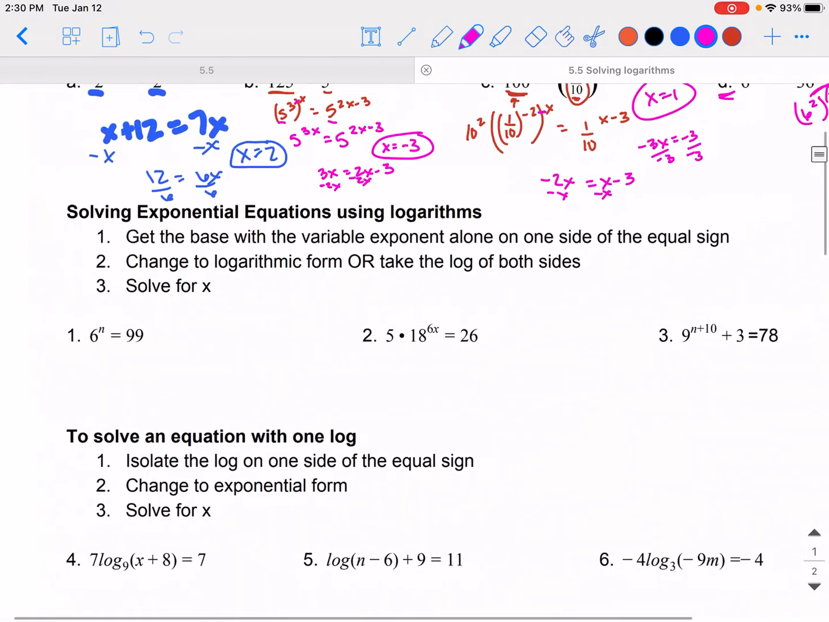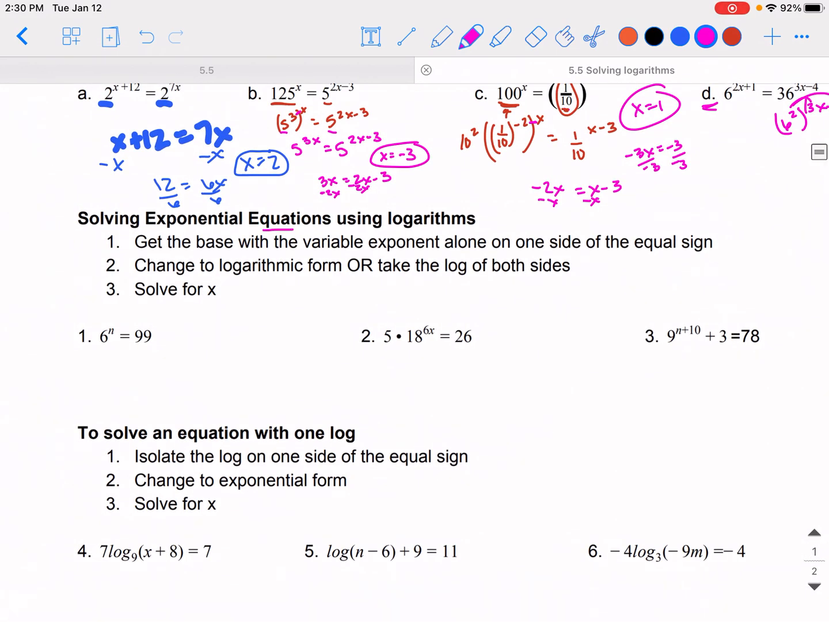Alright, next section is solving exponential equations using logarithms. So we're going to get the base with the variable exponent alone and then change to logarithmic form or take the log of both sides. Taking the log of both sides is actually where logarithmic form came from, if you want to connect that idea. It's pretty neat.